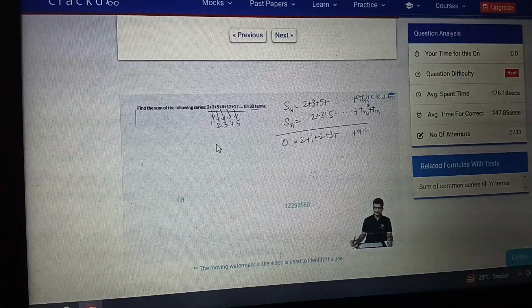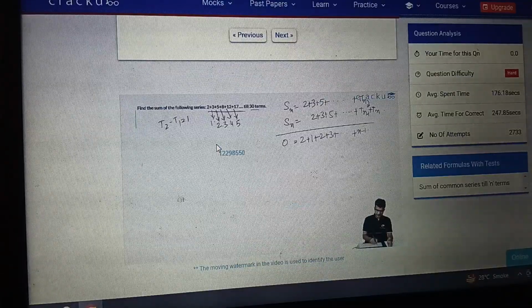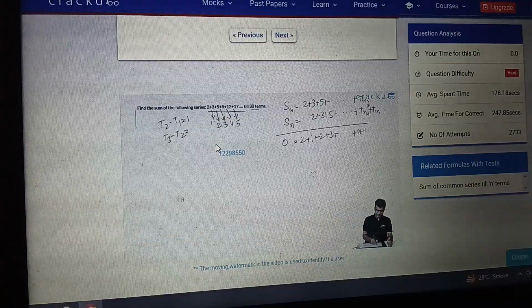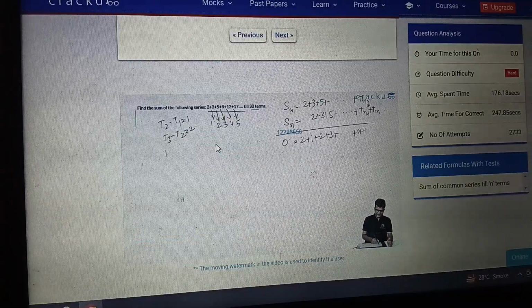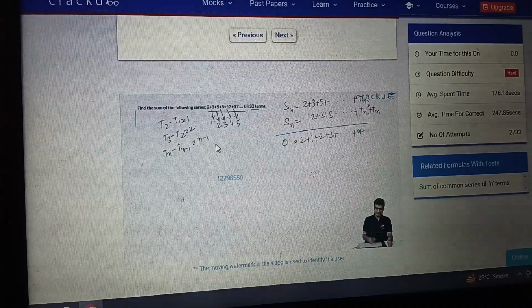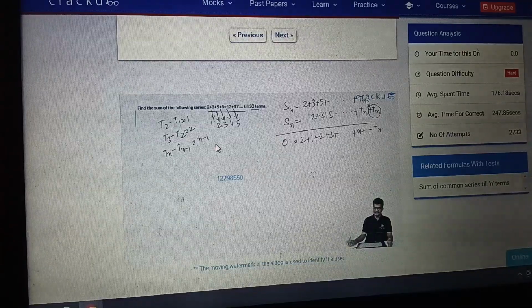Because if you look at the pattern, the second term minus the first term is equal to 1. The third term minus the second term is equal to 2, and so on. Therefore, the nth term minus the n minus 1th term will equal n minus 1. And finally, you will have minus t of n at the end.